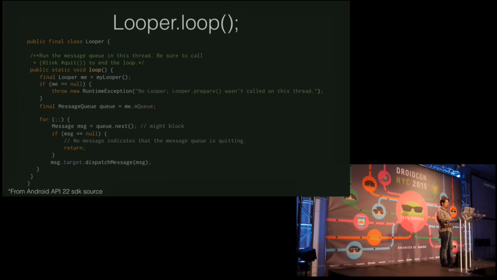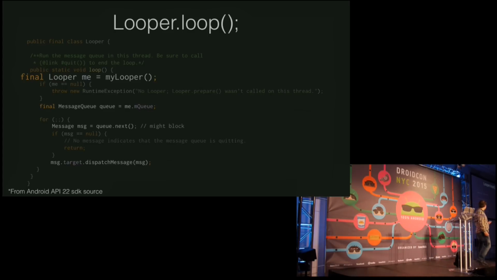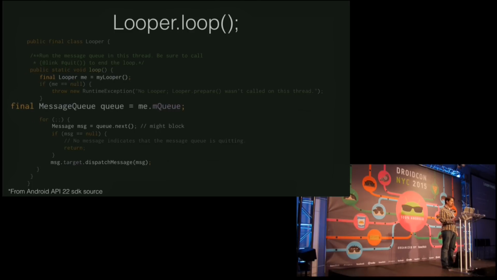So when you call Looper.loop, it calls myLooper. So myLooper looks at the looper that has been installed on that thread when you called Looper.prepare. Then it goes into that looper and gets a message queue. So every looper has a message queue, and we'll talk about the message queue in a moment. Then it goes queue.next to get the next message, and then it dispatches that message.